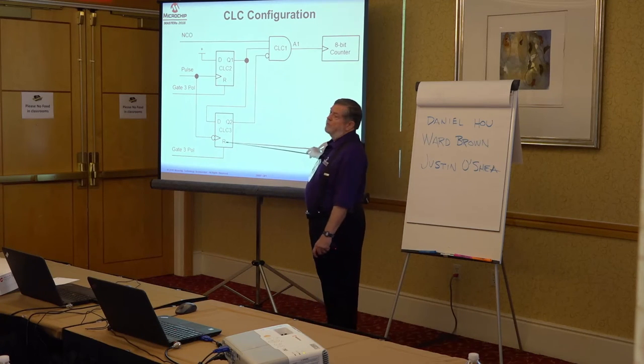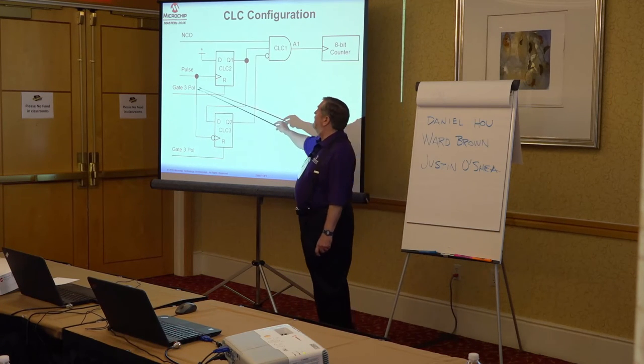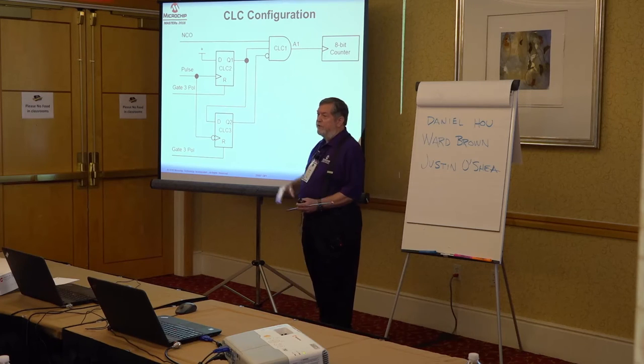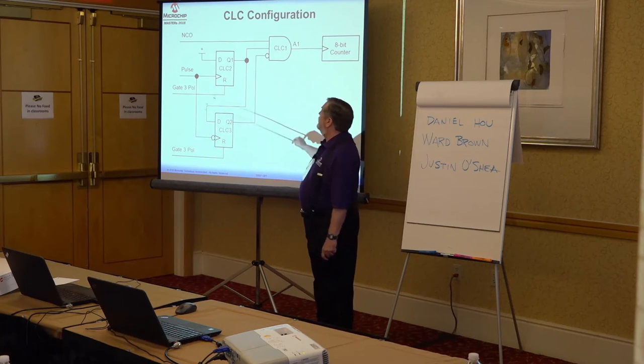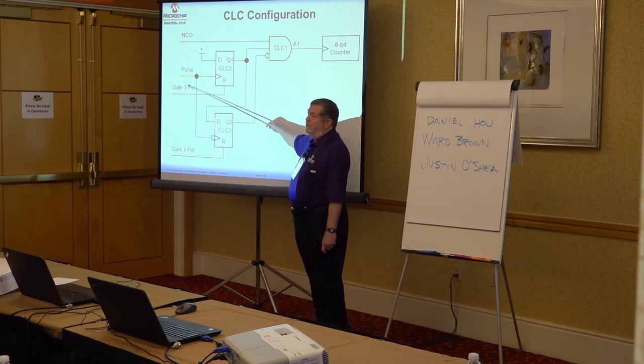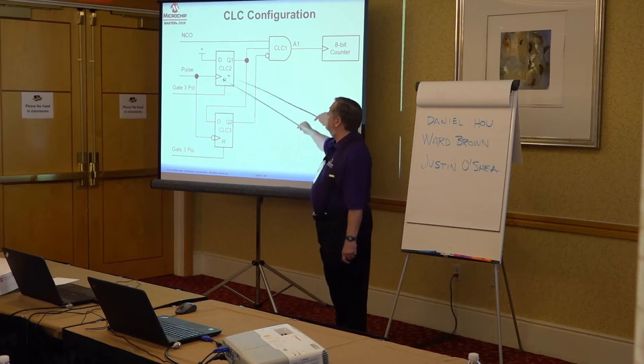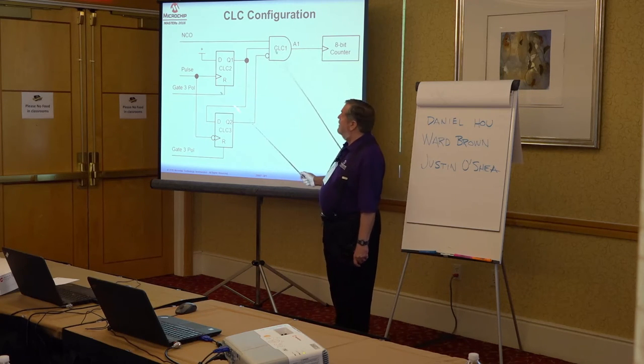These are 2 separate CLCs. The gate 3 polarity are those bubbles on the outputs, right? I'm going to use those to reset the circuit when it's finished, or to set it up to initialize it. I've got 2 separate controls. I can't do them simultaneously. So it's important how I reset this.